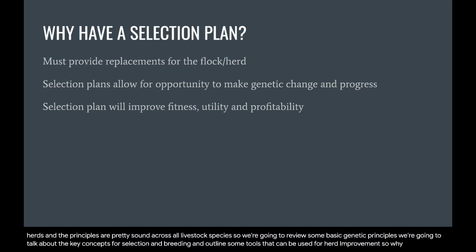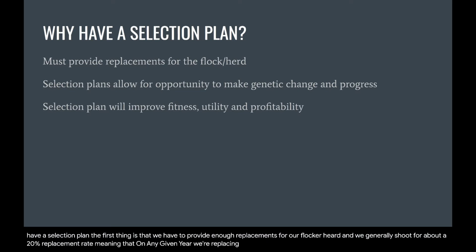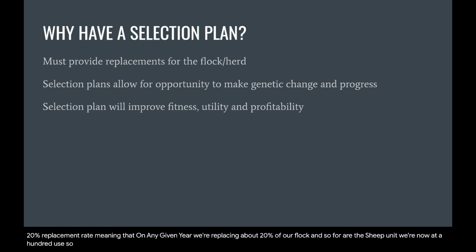So why do we need to have a selection plan? The first thing is that we have to provide enough replacements for our flock or herd, and we generally shoot for about a 20% replacement rate, meaning that on any given year we're replacing about 20% of our flock. And so for the sheep unit, we're now at 100 ewes, so that's about 20 ewe lambs that have to be ready to replace some older ewes that will be getting culled out.